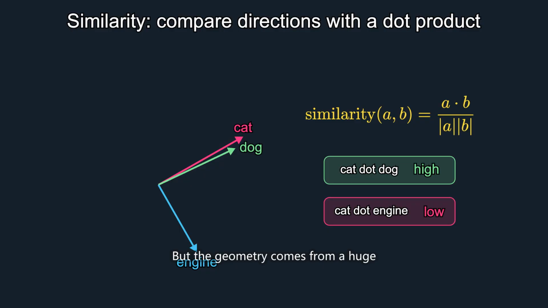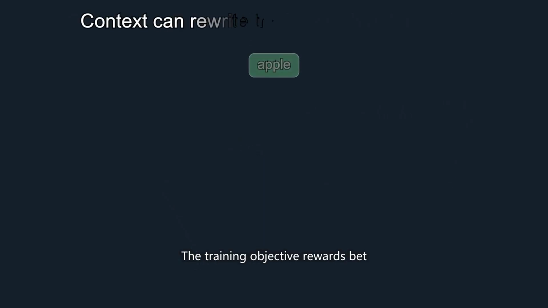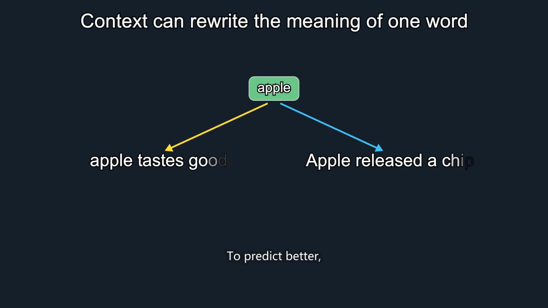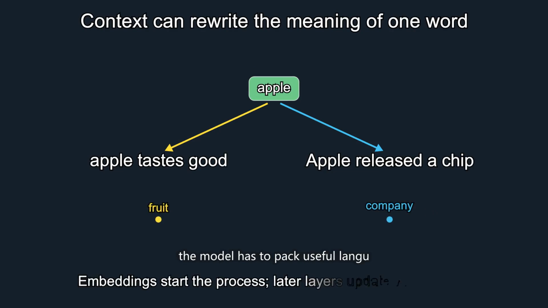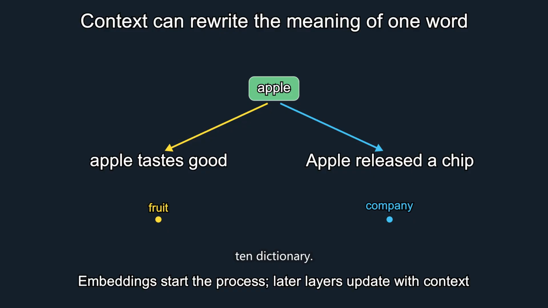But the geometry comes from a huge amount of text. During training, the model sees which words can replace each other, appear together, or play similar roles. The training objective rewards better prediction. To predict better, the model has to pack useful language relationships into numbers. So an embedding is not a handwritten dictionary. It is a map the model builds while trying to predict language. Of course, this map is not perfect.